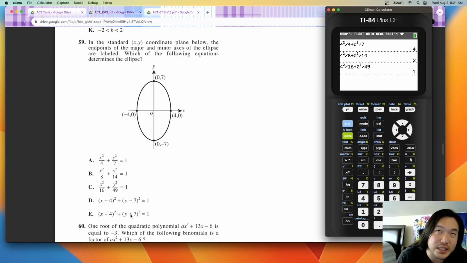And then I get 7 squared, that's 49. 64 plus 49, that's going to be like 113. All you need to do is plug in any of the 4 numbers into the equations. It just becomes immediately obvious that C is the only possible solution.